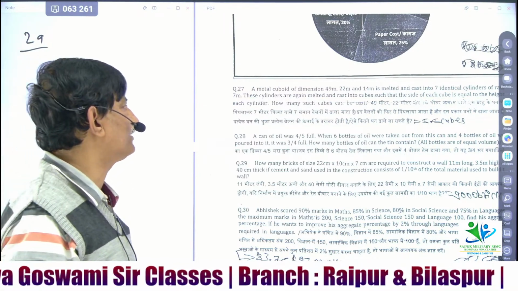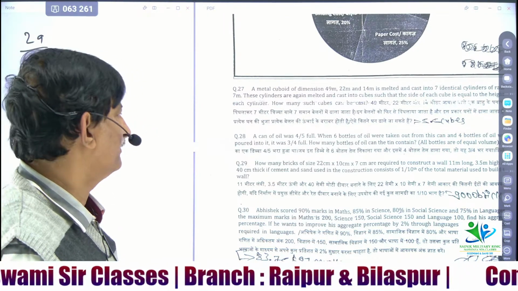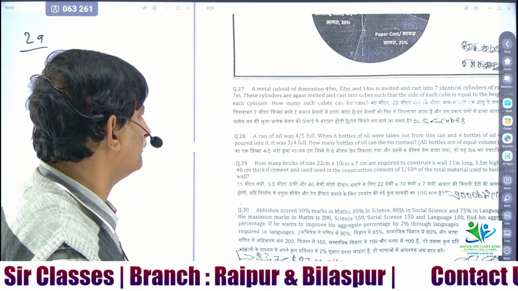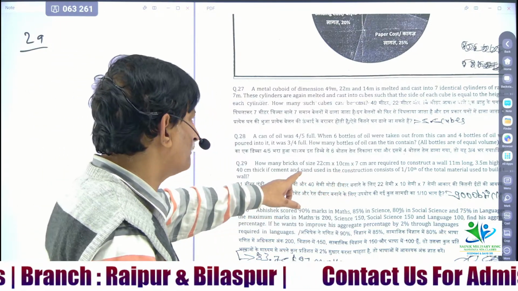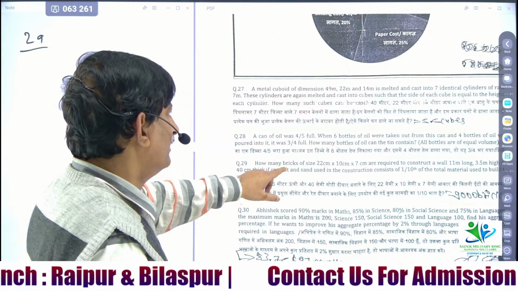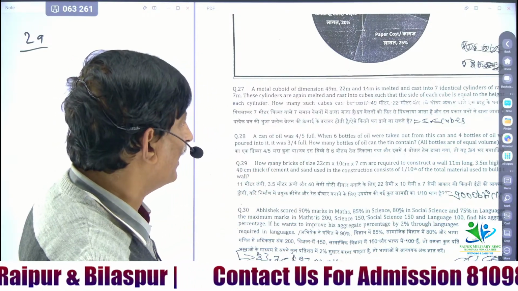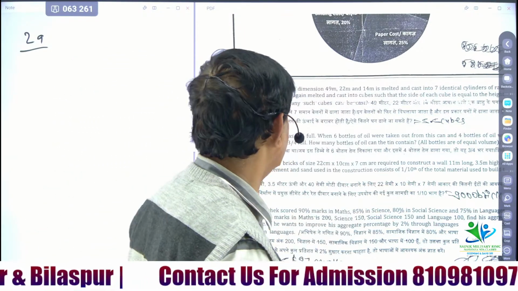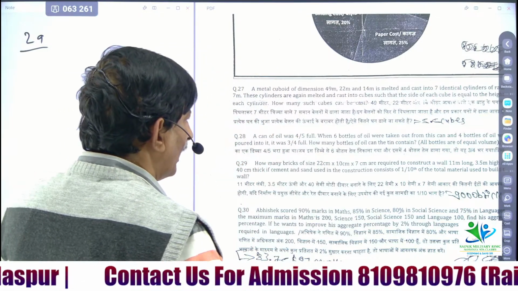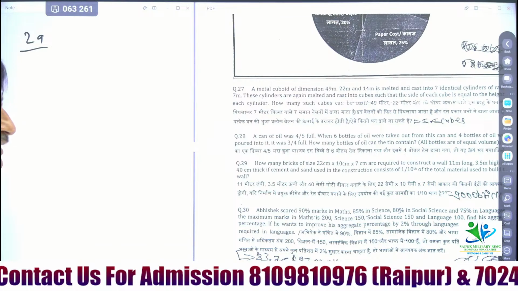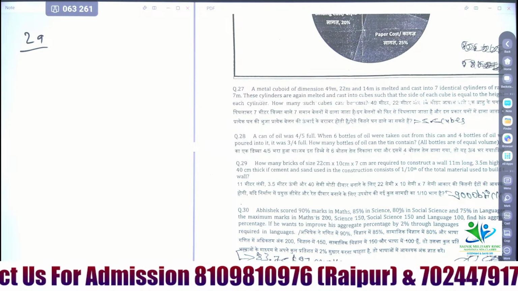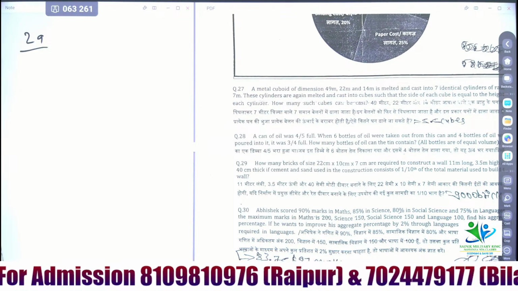How many bricks of size? For this type of question, you have to see the unit. The dimension of the brick is given in centimeter, and the wall in meter and centimeter both, and 1/10 of the total material used to build the wall. सीमेंट और कंक्रीट में 1/10 वो है, यानी रिमेनिंग पार्ट में ब्रिक्स लग रहा है.